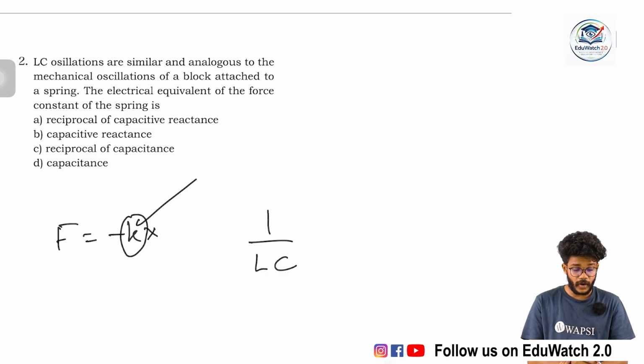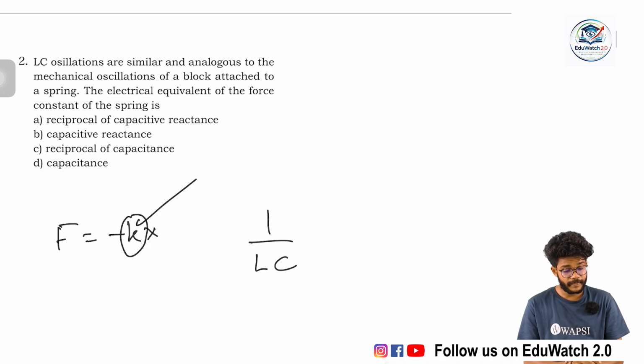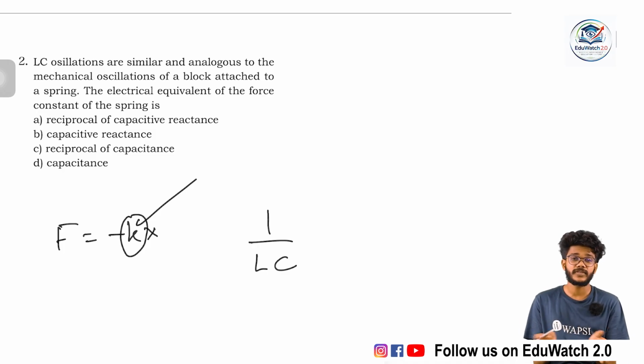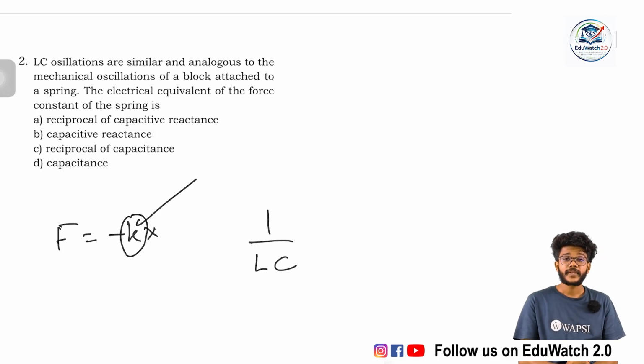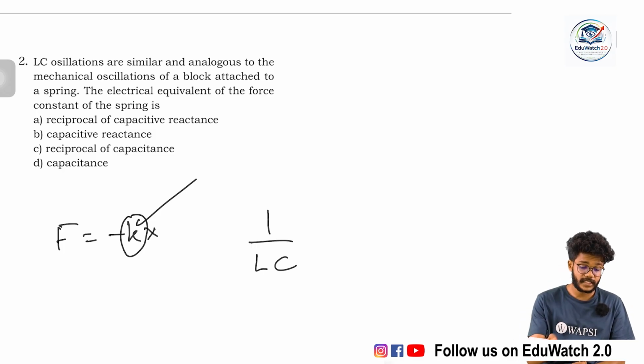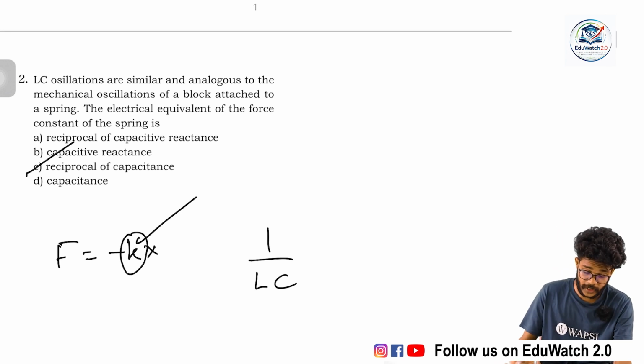So inverse of capacitance, not capacitive reactance. Inverse of capacitance is the answer. When we check the options, it is reciprocal of capacitive reactance. It is not related to capacitive reactance, it is just related to capacitance. So inverse of capacitance should be taken. So the answer for the second question is reciprocal of capacitance. Option C is the correct answer. So we can move to the next question.